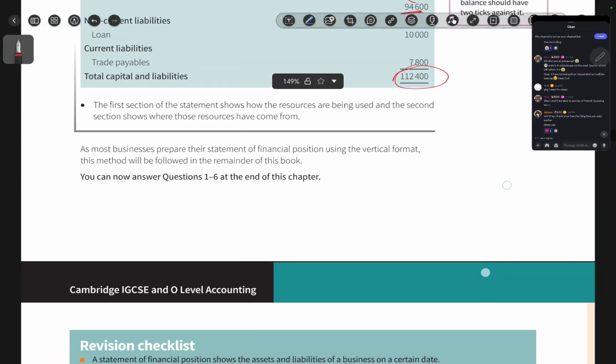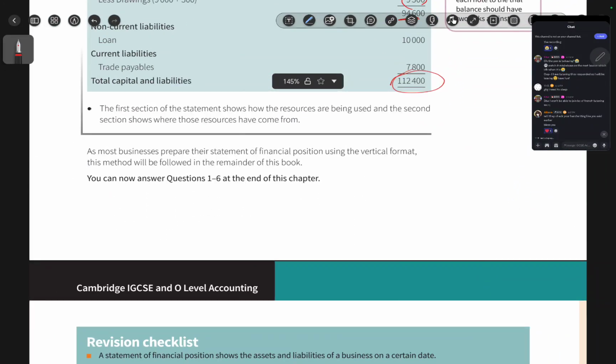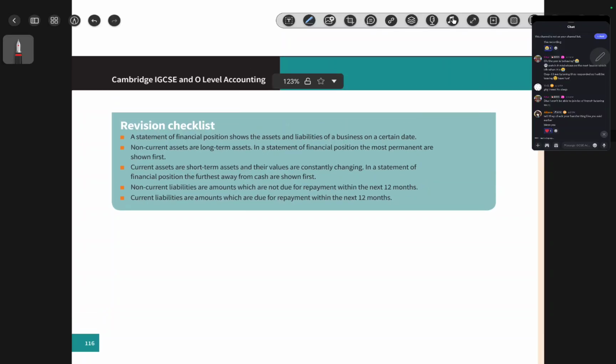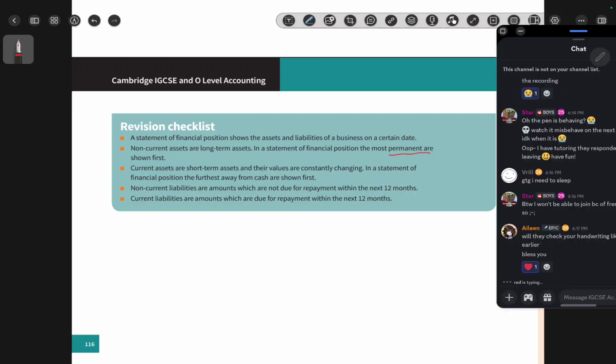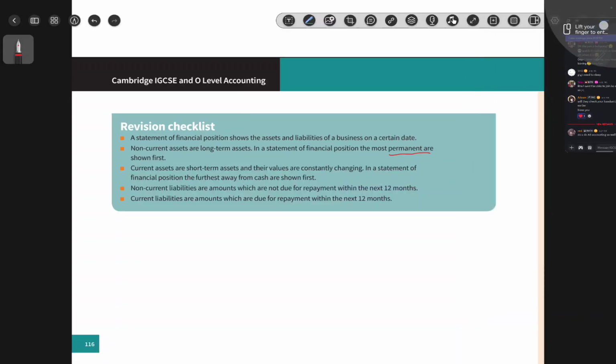Anyway, most businesses prepare their statement of financial position using the vertical format. The method will be followed in the remainder of this book, and even in the exam, it's the same thing. It shows the assets and liabilities. Non-current assets are long-term assets. The most permanent are shown first, meaning you don't really sell them. They're the last thing you want to sell. You don't really sell your business land. You can sell your machinery, your motor vehicle, but you don't really just sell your business land.